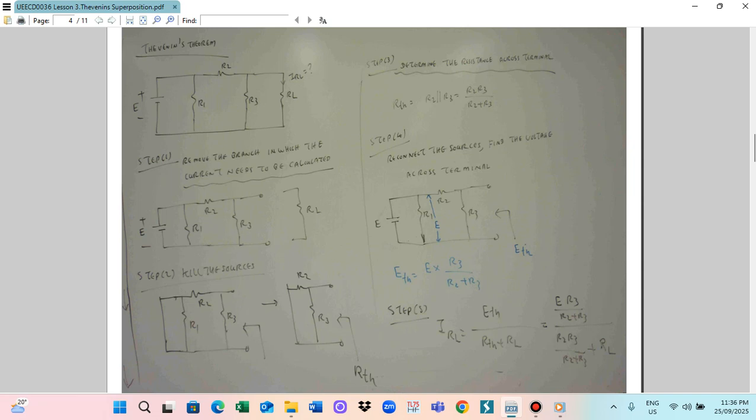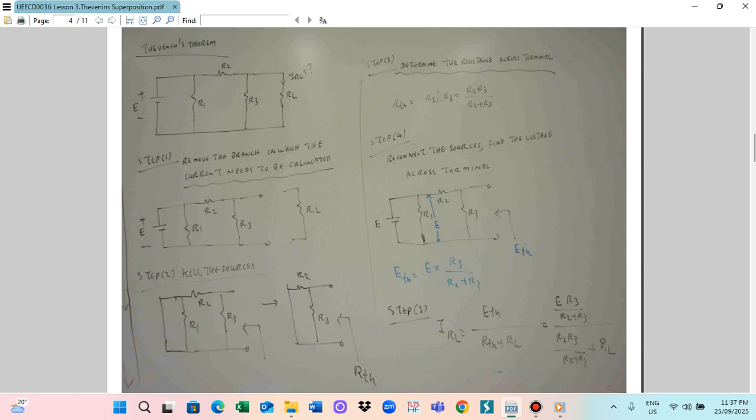This voltage E is across the R1. E across the R1 means this voltage across the R1 also. This is the E. So that we can see the voltage E across the R2 and R3. Therefore you can use the potential divider theorem, so that ETH you can calculate. ETH is equal to E multiplied by R3 divided by R2 plus R3. So you call it ETH. This is how we can calculate.